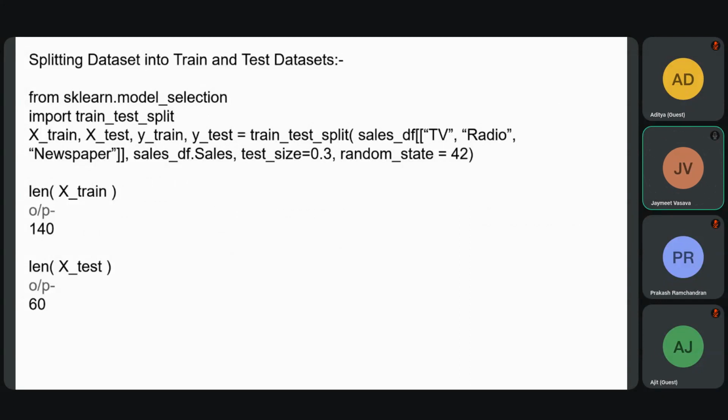So just in case, if you also want to check the observations under the training set of X and the test set of X, you can check it using the length function of Python.